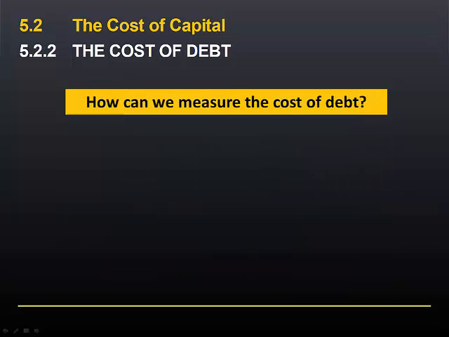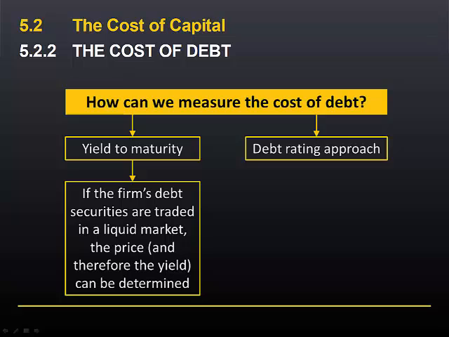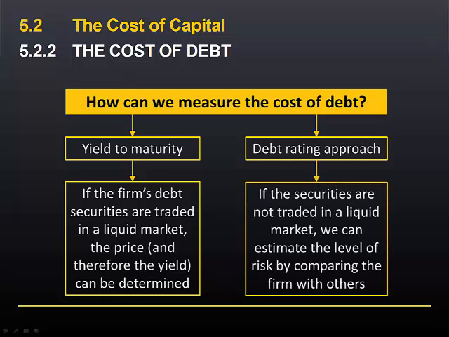So how can we measure the cost of debt? The first method is the yield to maturity approach. The second one, which we'll talk about here, is the debt rating approach. The yield to maturity approach can only be used if the firm's debt securities are traded in a liquid market, so that we can determine the fair price of the securities and from there calculate the yield which is determining that price.